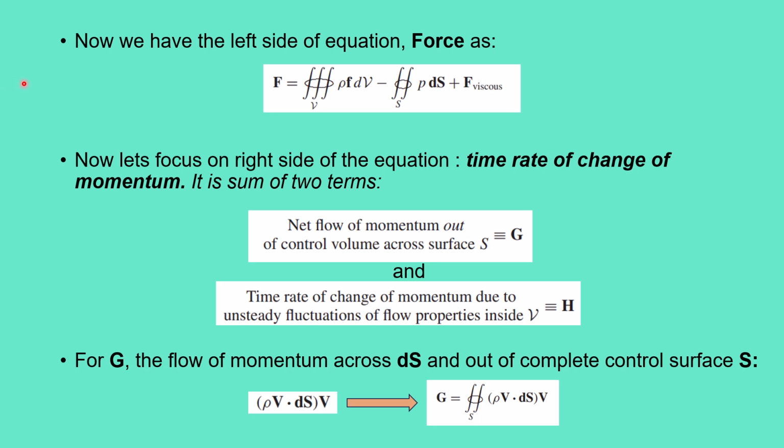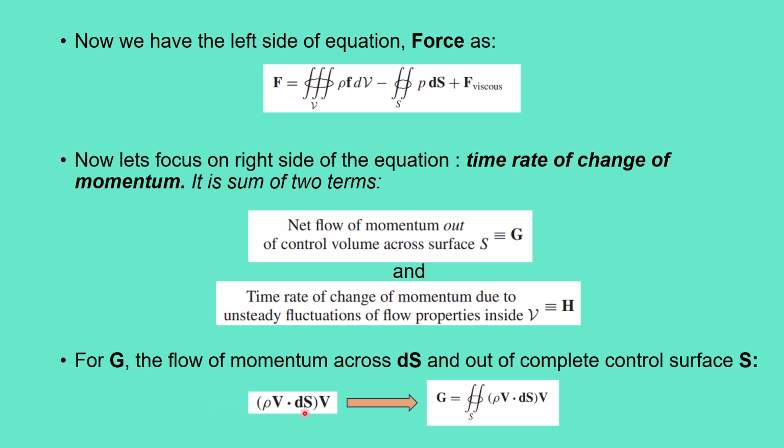Now let's move on to the right side of the equation, the time rate of change of momentum. This side has two parts. The net flow of momentum out of the control volume across surfaces denoted by G, and the time rate of change of momentum due to unsteady fluctuations of flow properties inside V denoted by H. Let's talk about G first. This represents the flow of momentum across an element area dS on the control surface.